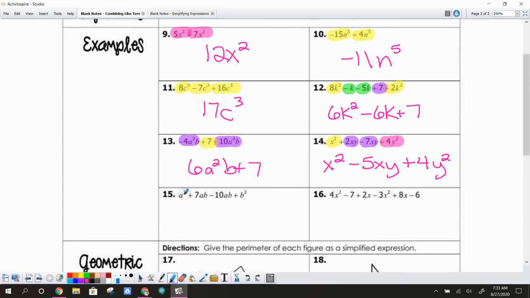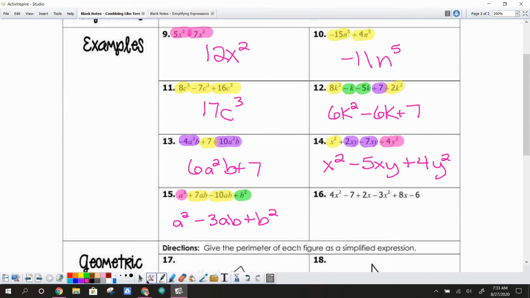For 15, we have an a squared term. We have an ab term, an ab term, and we have a b squared term. So I'm going to go ahead and simplify that. My a squared stays the same. The ab term comes next alphabetically. So I have 7 minus 10, and that's a negative 3. And then my b squared is the only one there, so I write that down. So for 15, you should have had a squared minus 3ab plus b squared.